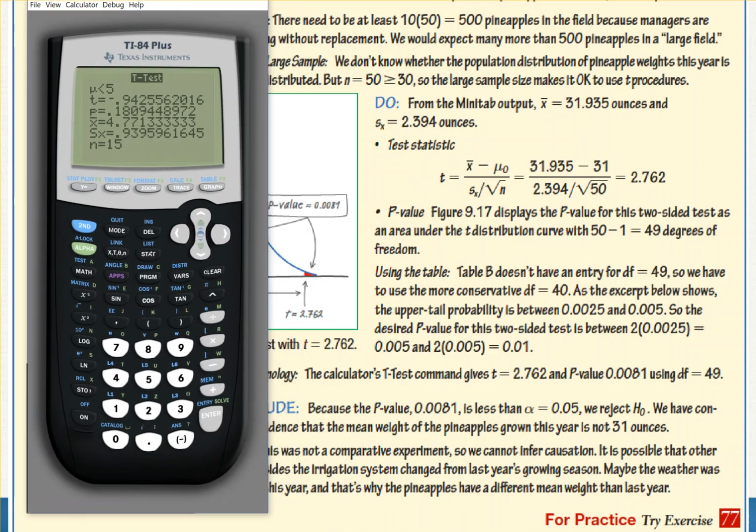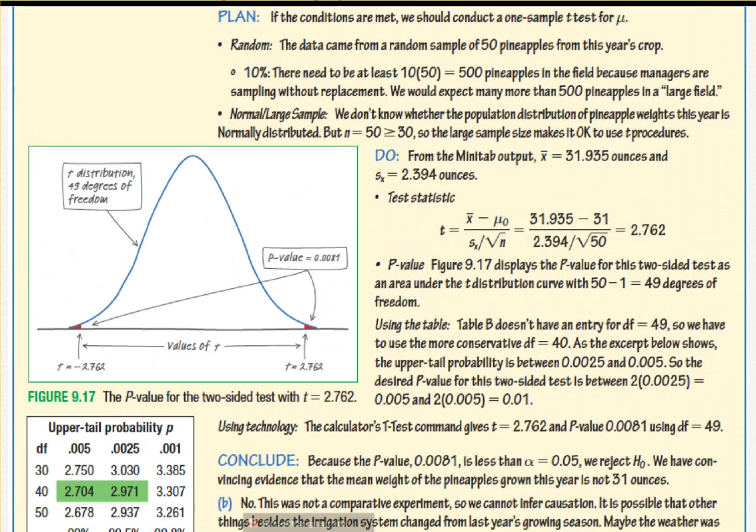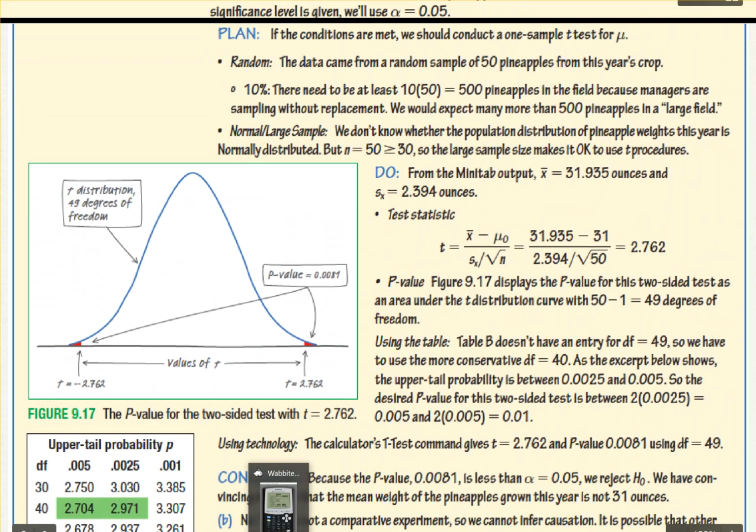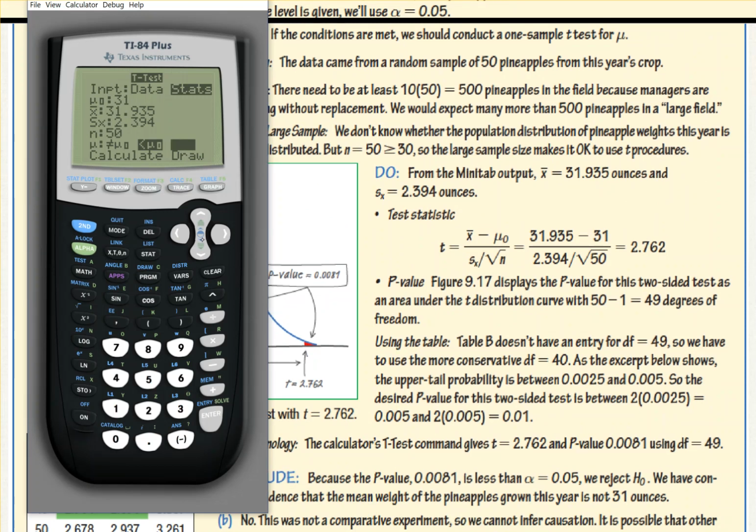So stat, tests, t-test. This time we have the stats. So this is 31. X bar was 31.935. S sub x was 2.394. N was 50. And we want to know the likelihood that it was more. Let me just double check. Actually, no, we want to know the likelihood that it had changed, not that it was more. So the fact that it changed would be this guy right here. Calculate.